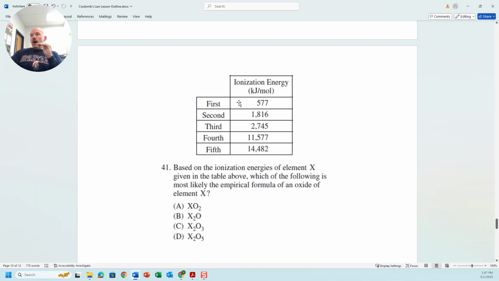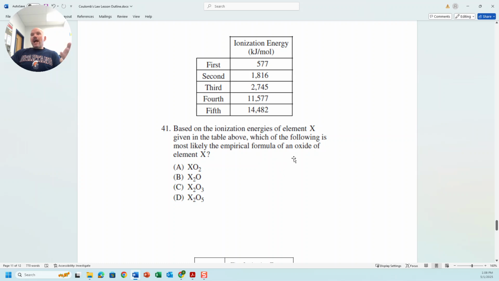So electrons 1, 2, and 3, those are valence electrons. This would be a core electron or the electron on the next energy level down. So whatever element X is, it has 3 valence electrons. So it's in aluminum's group, boron's group.